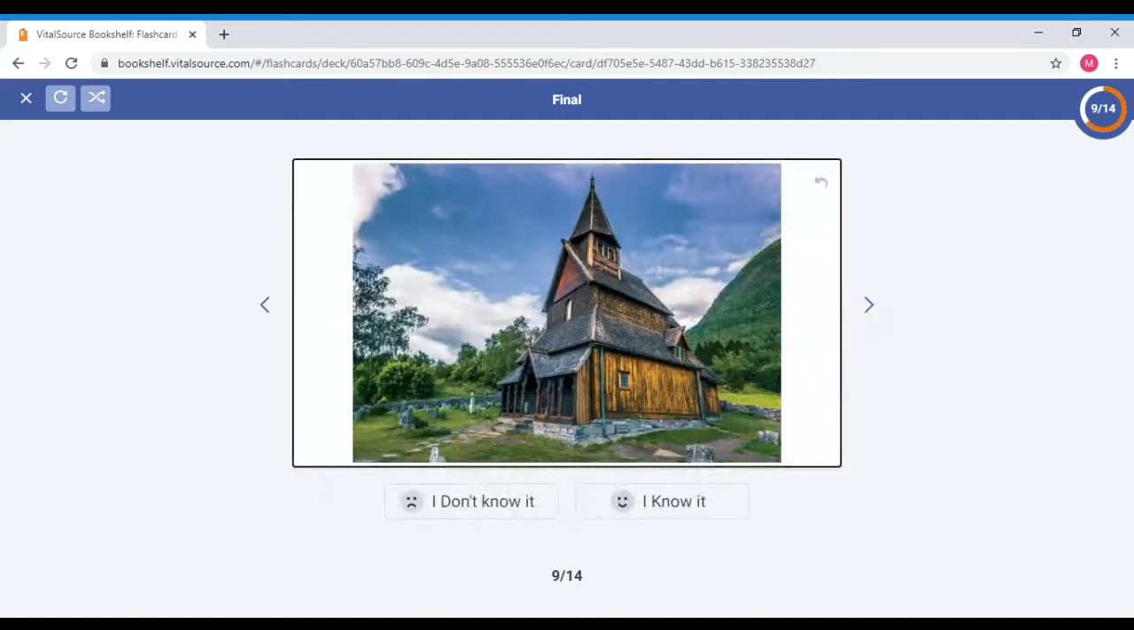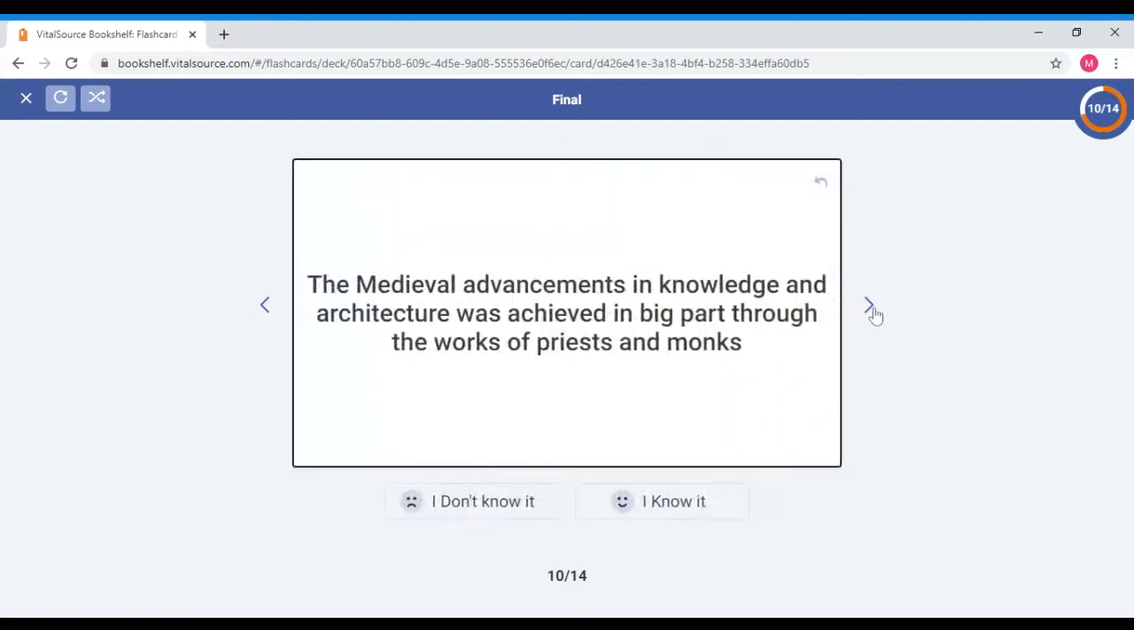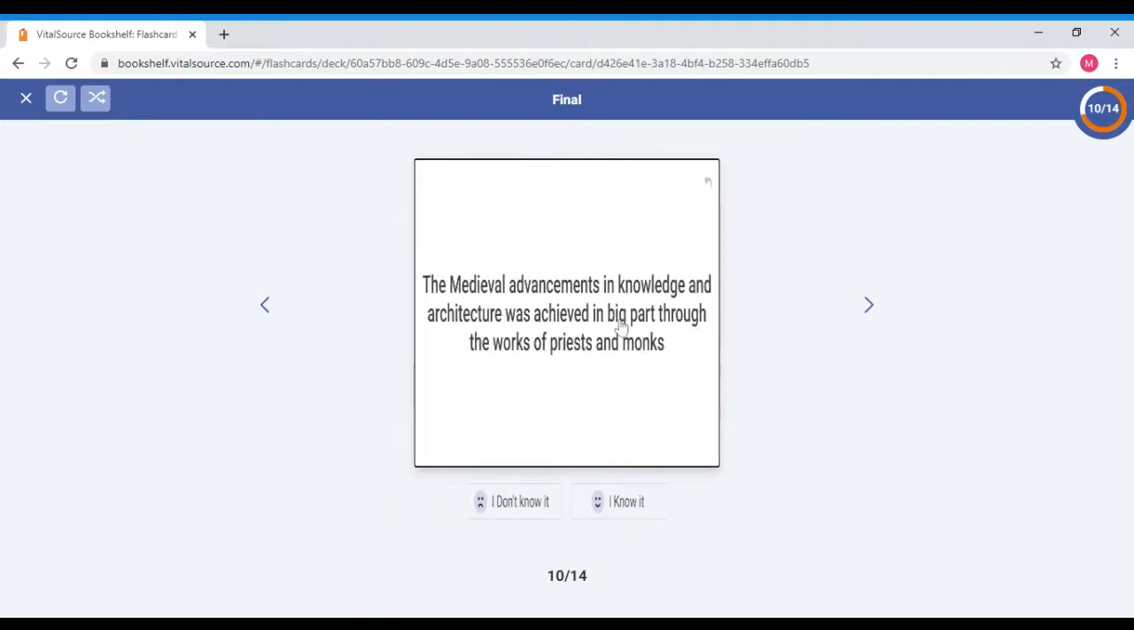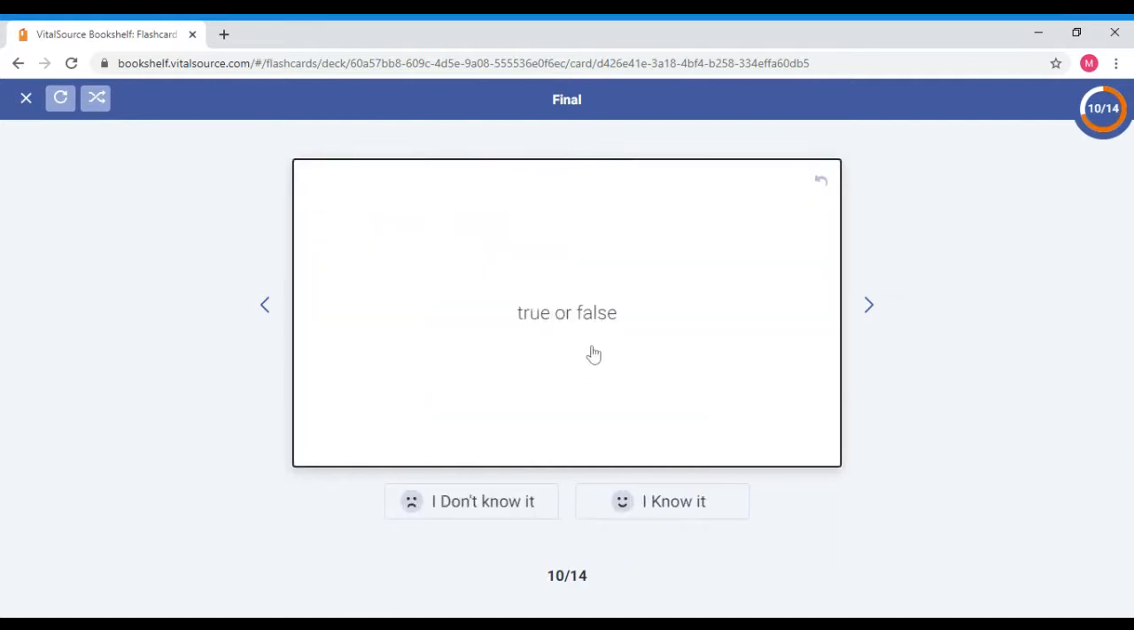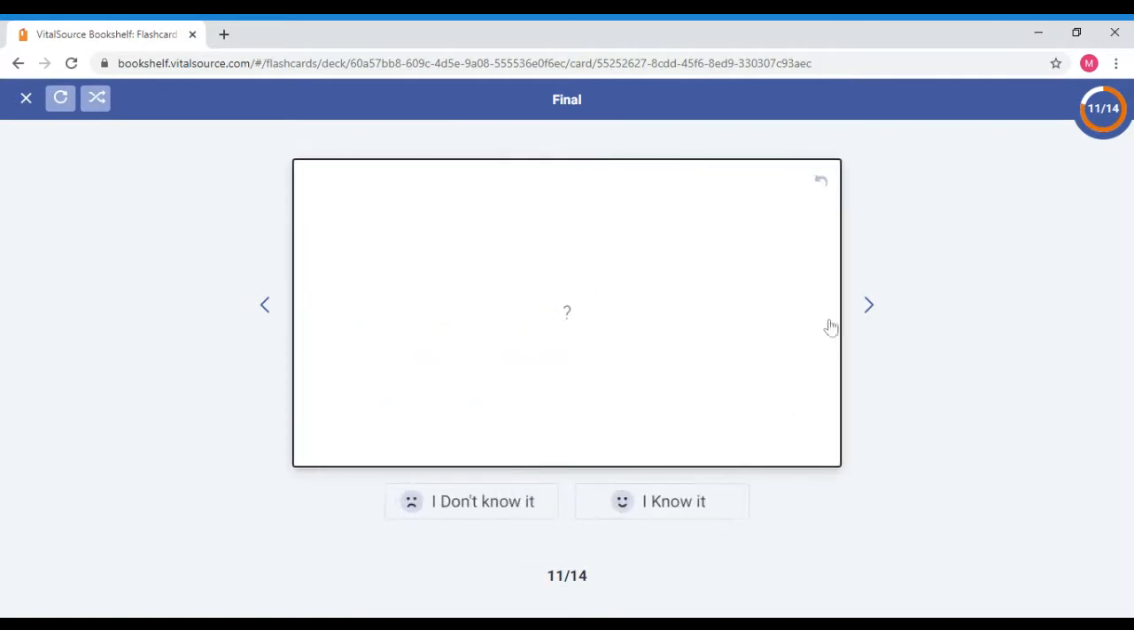This one again I didn't mention too much, and I didn't mention the name. So what is the name of this one? Medieval advancements in knowledge and architecture were achieved in part through the works of priests and monks. Is this true or false? I mentioned before that there were a lot of improvements happening as they were really pursuing education and all these things. What are the most churches along the pilgrimage road in France and Spain? We talked about these roads, which are called the pilgrimage churches, and what style are they?